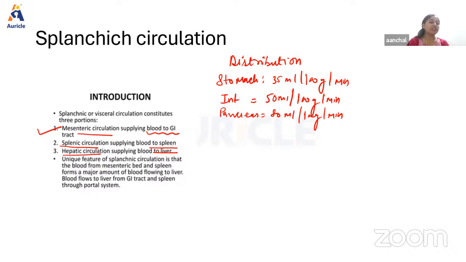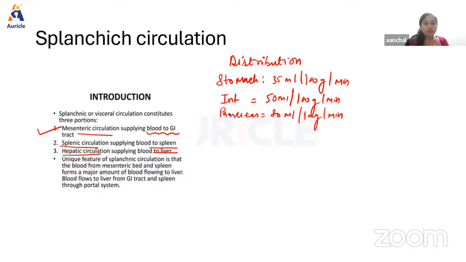Now next we have the splenic circulation, which means supplying blood to the spleen. This is the main reservoir for blood, and due to dilation of blood vessels, a large amount of blood is stored inside the spleen. Whenever there is constriction of blood vessels by sympathetic stimulation, blood is released into the circulation.